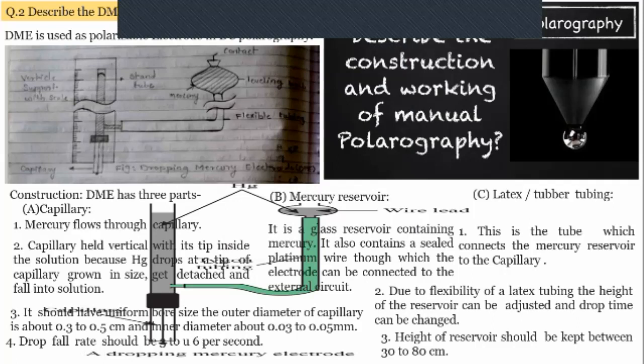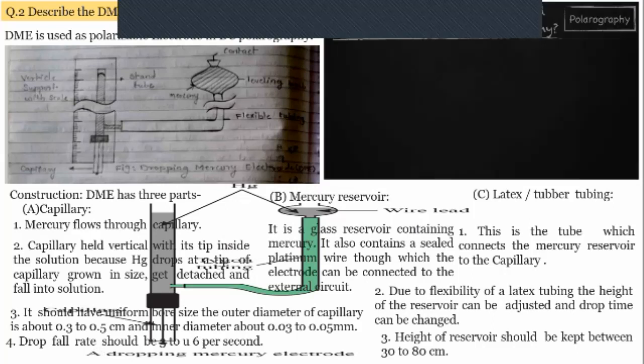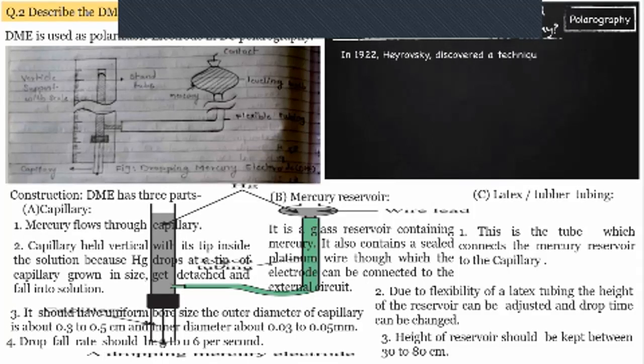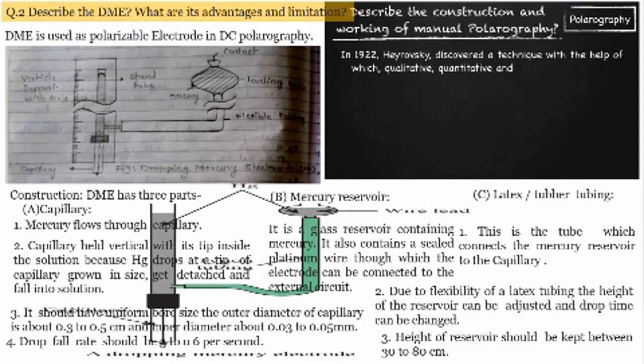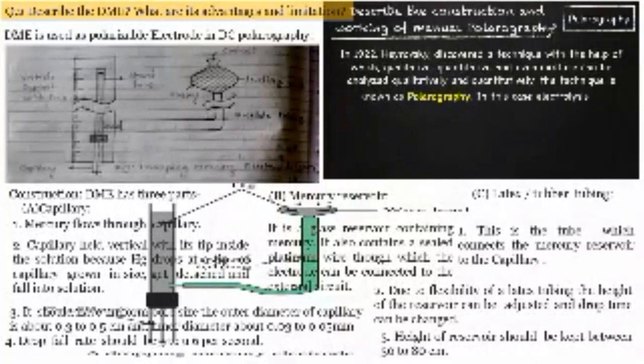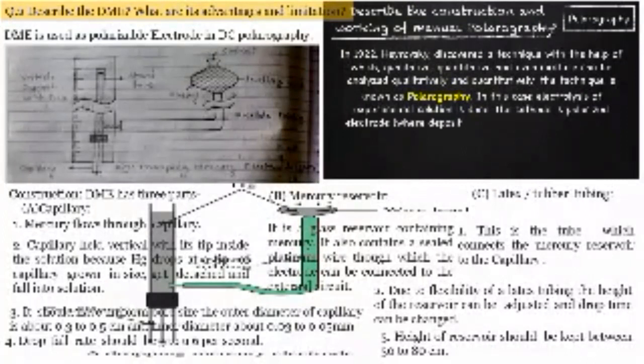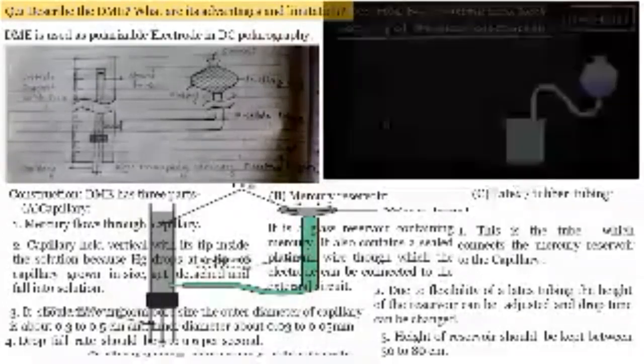Now we will see this video. Let's describe the construction and working of manual polarography. In 1922, Heyrovsky discovered a technique with which mixtures can be analyzed qualitatively and quantitatively. This technique is known as polarography. In this case, electrolysis of the experimental solution is done. The cathode is a polarized electrode where deposition takes place, and the anode is a non-polarized electrode. The cathode is the dropping mercury electrode or DME, and the anode is a large pool of mercury or a reference electrode like the saturated calomel electrode with large area.